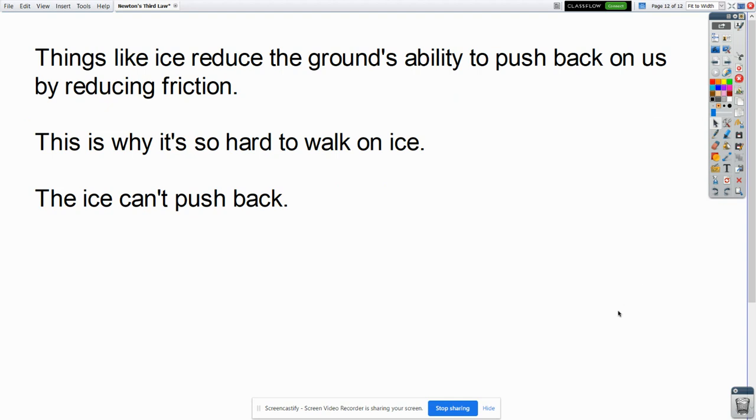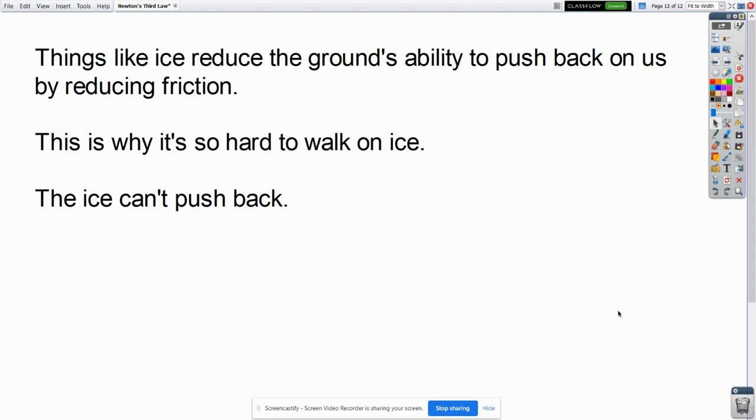Wrap it up with this. This is what makes ice so tricky for us. When ice is covering the ground, it's really hard to walk. Remember, with that skater, I told you it's the friction that produces that reaction force. Skater pushes back on the ground, the ground pushes forward on the skater. It's that forward push of the ground that makes the skater move.